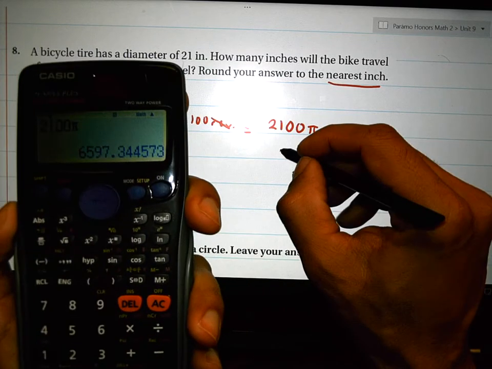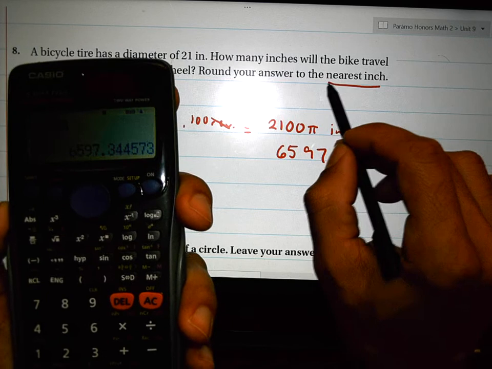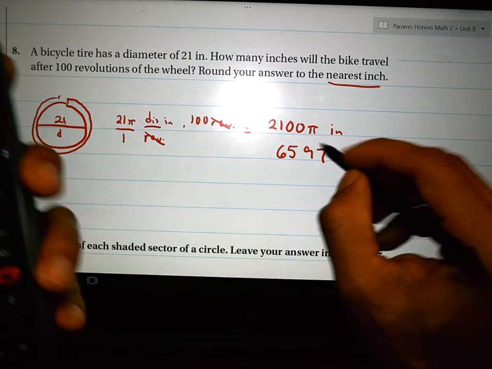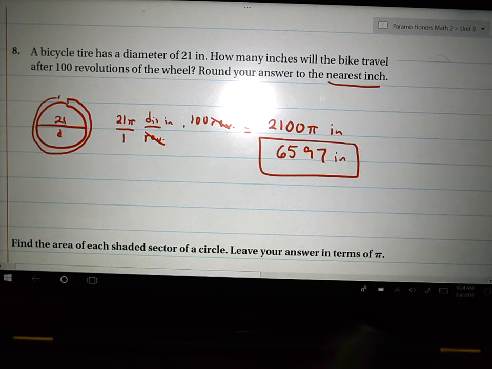So I'm going to do 6597 to the nearest inch, nearest whole number, inch. That's how many inches it travels.